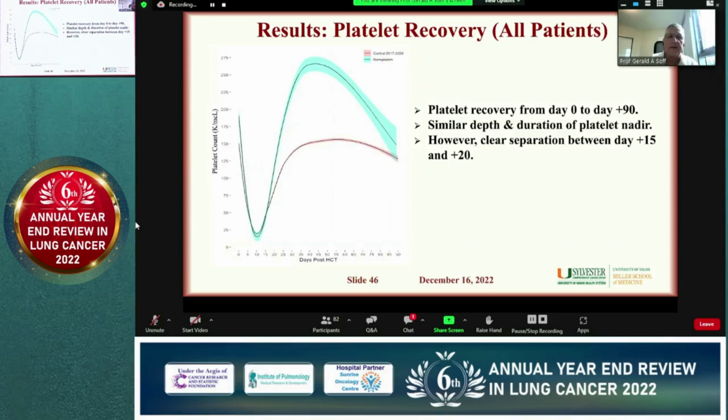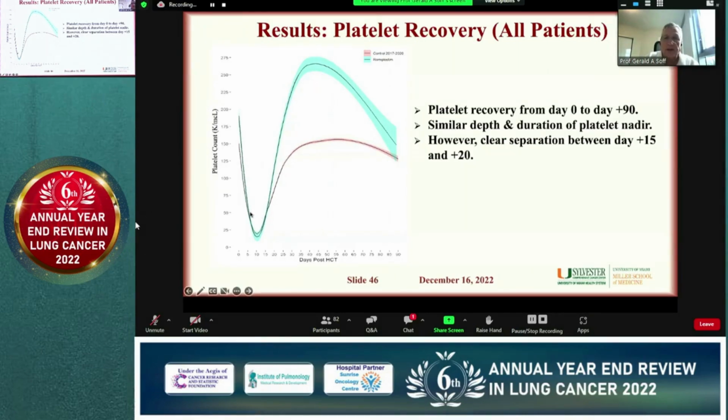So green is the treated with romiplostim and red is the historical control. What you can see, and we were disappointed, is that the depth and the duration of the nadir is basically interchangeable. But starting around day 15, there was a significant divergence of the treated versus the untreated. But again, from a practical point of view, who cares, right? If by day 21, almost everybody's over 100,000 whether they got the drug or not, and that's where the two curves start to diverge, well, we're improving the platelets when it doesn't need to be improved.